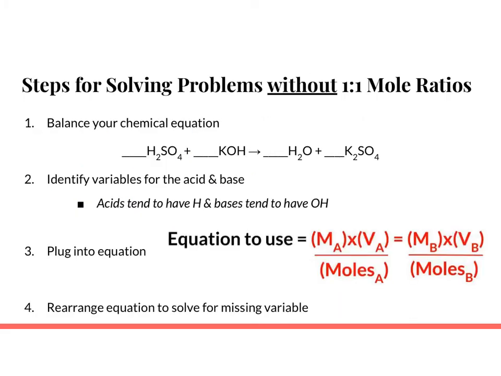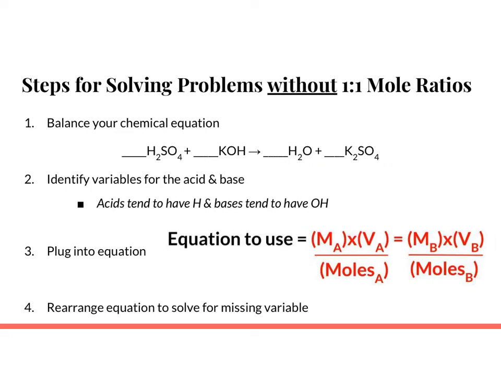What you're going to find is that it's not always a 1-to-1 ratio. So we have slightly different steps when we don't have that 1-to-1 mole ratio. We still start the same. We still want to balance our chemical equation. So here's our new chemical equation, H2SO4 plus KOH yields H2O plus K2SO4.